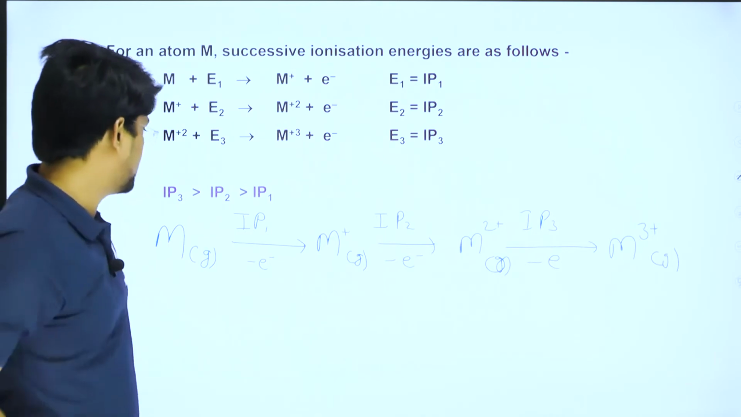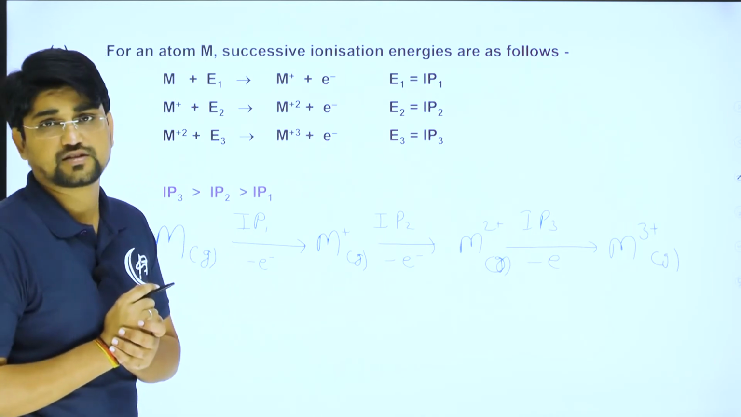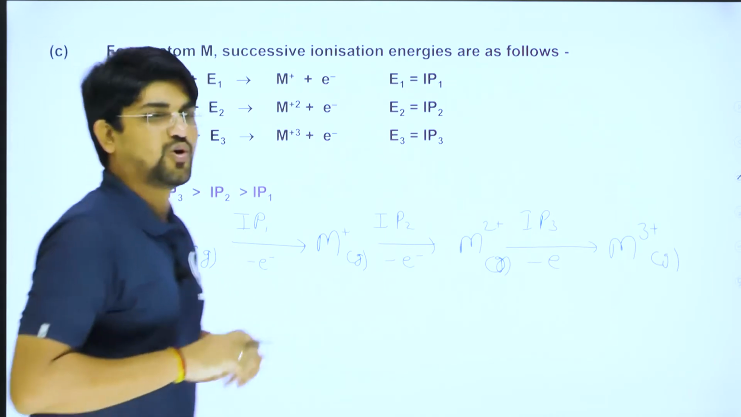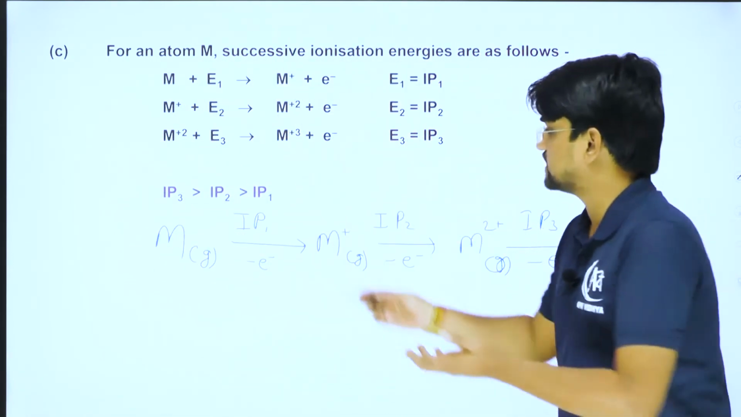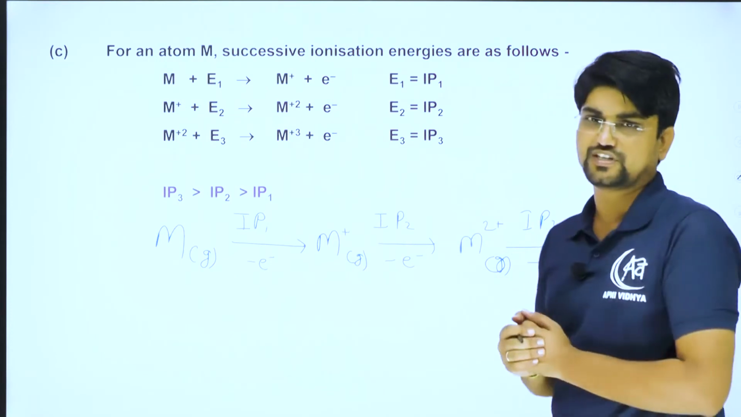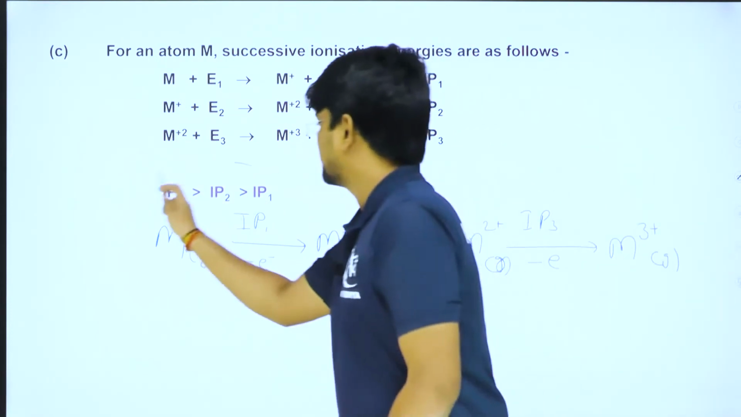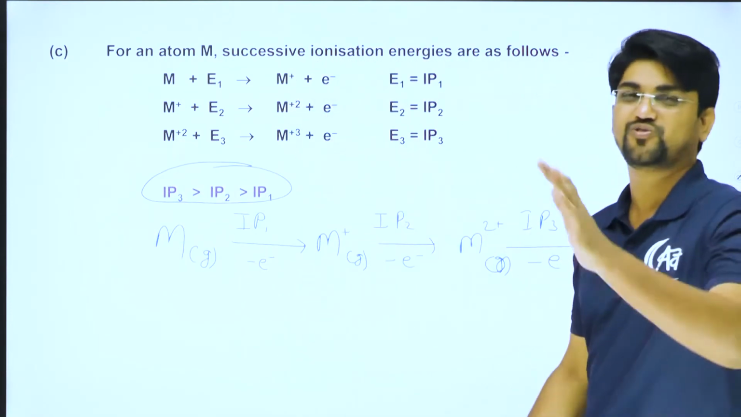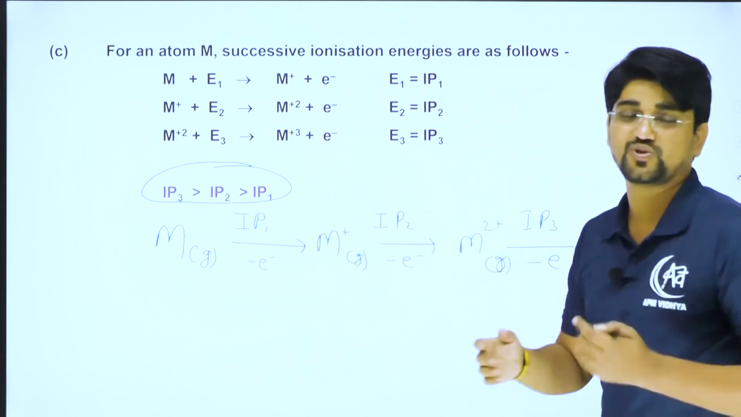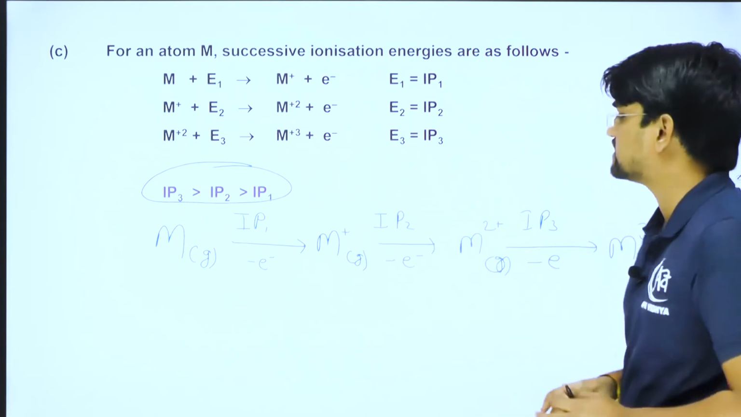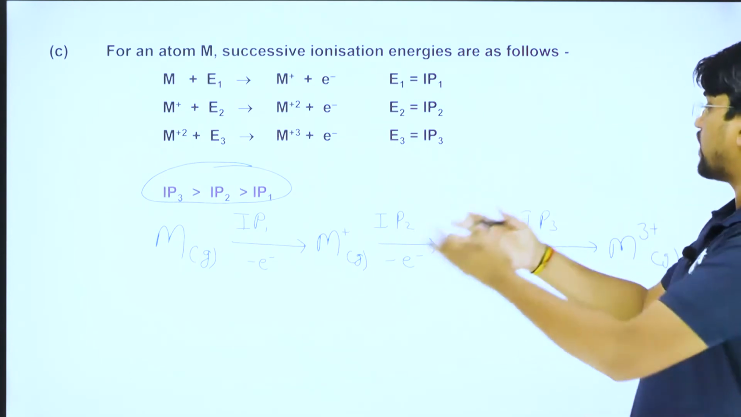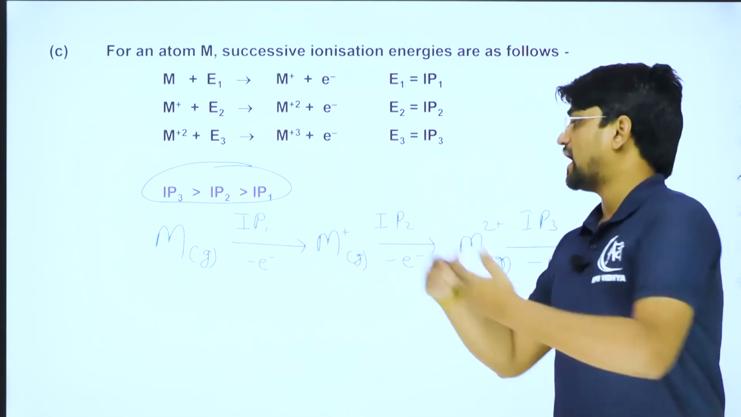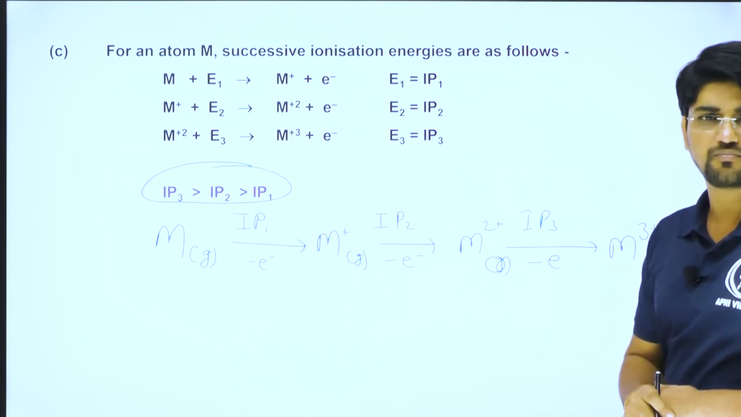Clear? Very good. Now a question arises. If I am asking you what is the order of energy IP1, IP2 and IP3, you can see it. Sir, this is the order. Okay, very good. This is written here, so you can say it. But what is the reason behind the order of successive ionization energy? Why is IP3 maximum and IP1 minimum?